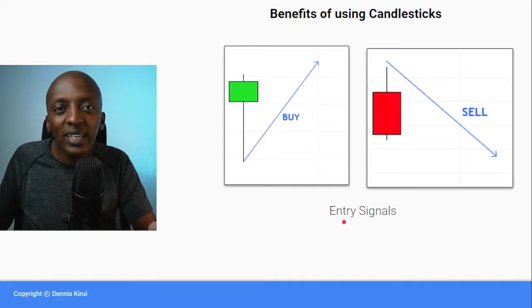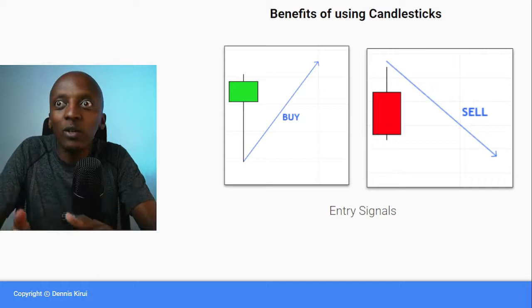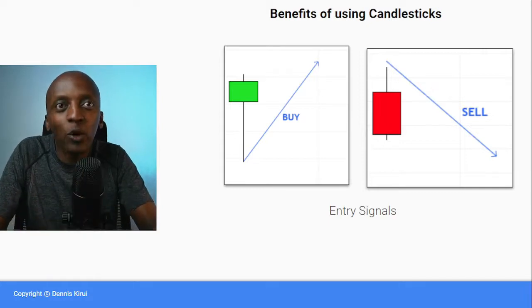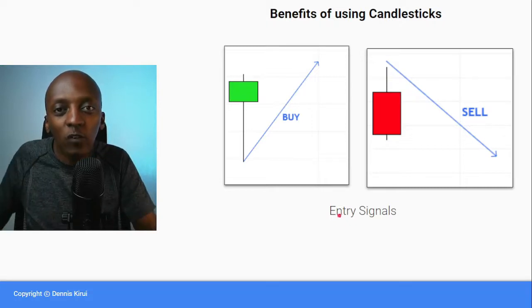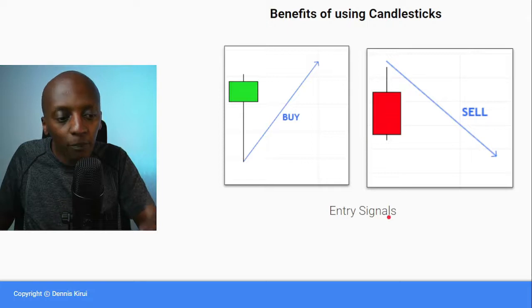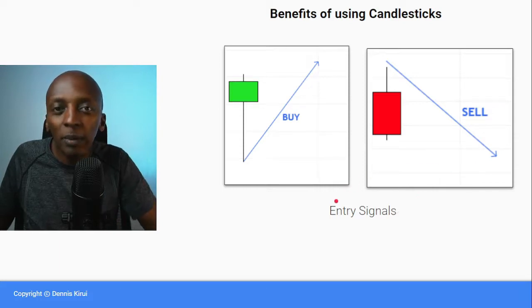So don't just enter the market. Like when I was starting out, I'd just see big bars going up, and I'd say, oh, this market is going up, I have to buy. Or big bars going down, I need to sell. No, you need to wait for these kinds of entry signals that you've learned, the pin bars, the inside bar, the tail bar, to signal to you that it is a good time to either buy or sell. But that is not the only thing.